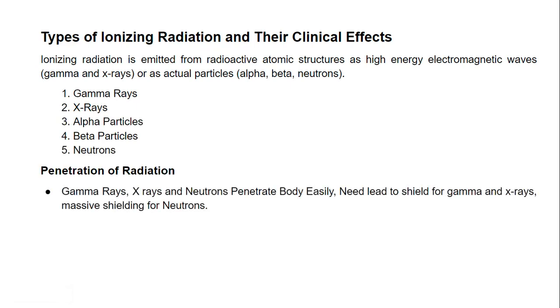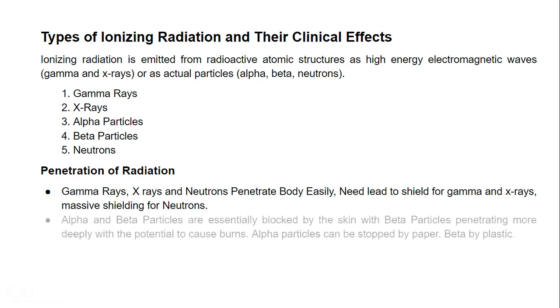Regarding penetration of radiation, gamma rays, X-rays, and neutrons penetrate the body easily. They need lead shielding for gamma and X-rays, and massive shielding for neutrons. Simply put, gamma rays, X-rays, and neutrons are all such highly hazardous radiation that they need proper shielding in order to control exposure for the people present in the area of those radiations. In order to save them, proper shielding is highly required.